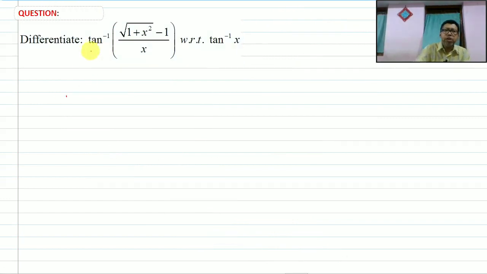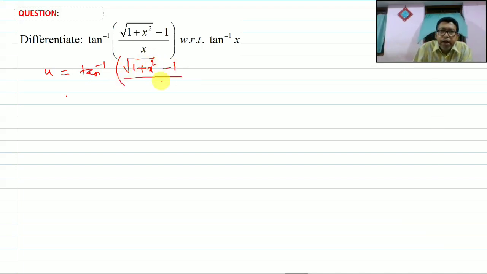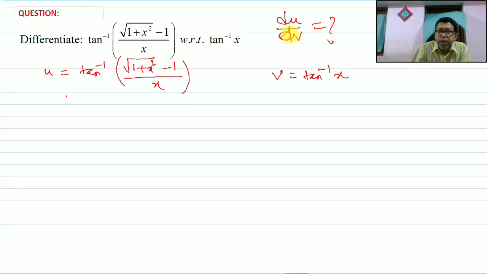The next question is: differentiate tan inverse of (root over 1 plus x square minus 1) divided by x with respect to tan inverse x. This is another function. So first of all, consider u is equal to tan inverse of (root over 1 plus x square minus 1) whole divided by x. Another function is v, where v is equal to tan inverse of x. Now you have to find the derivative du dv, as I earlier discussed.